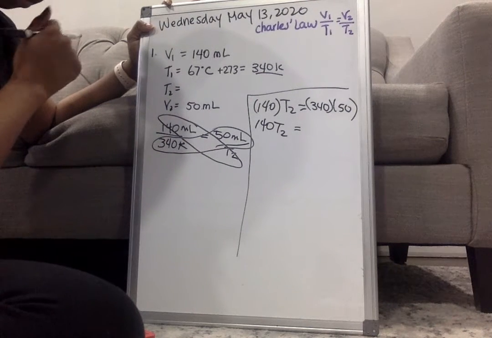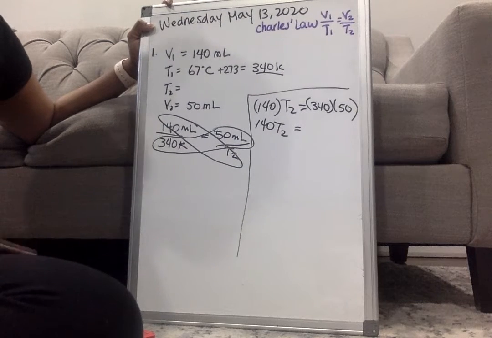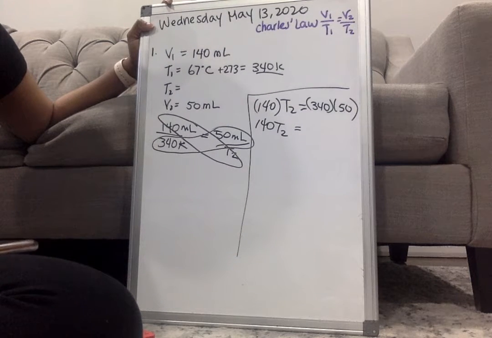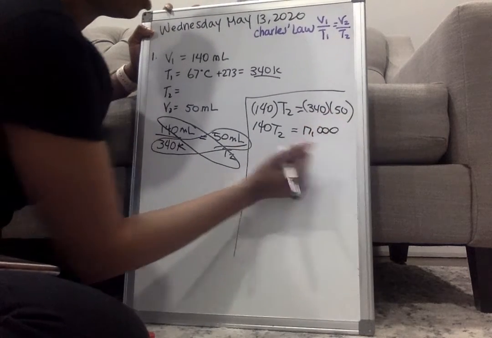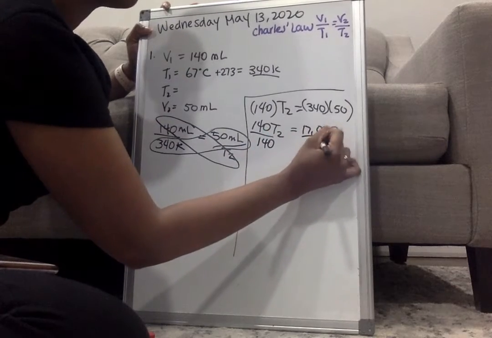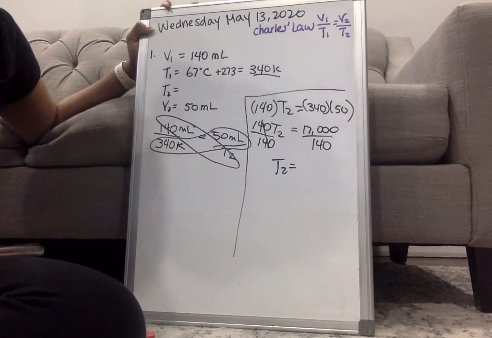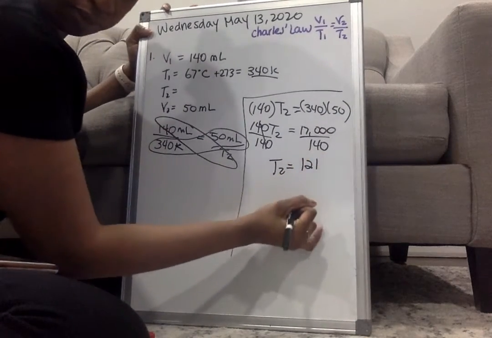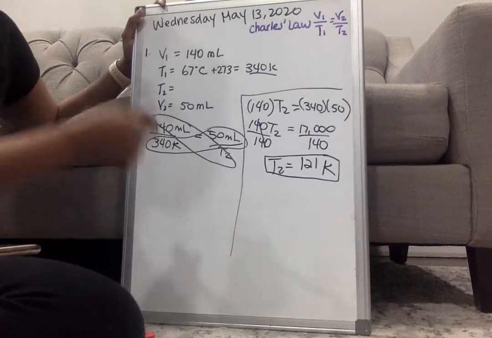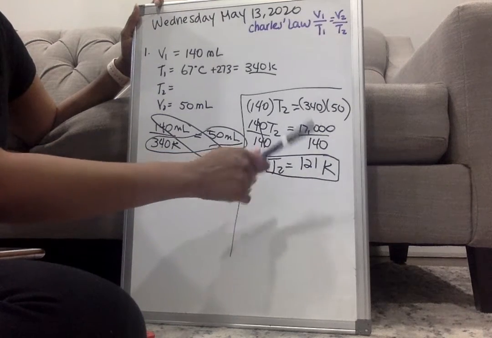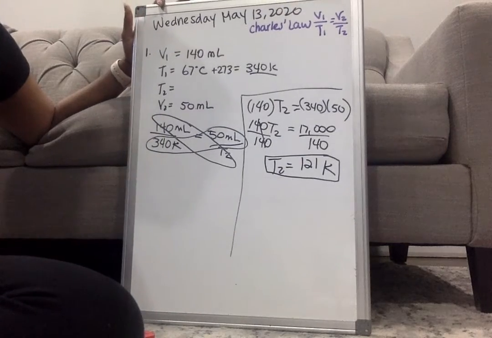And on the right side, I didn't even do the multiplication. So 340 times 50, we have 17,000. Then we divide both sides by 140 to get T2 by itself. And then we will know that T2 is 121 Kelvin. So you stop here. I saw some people would add 273 again. No, because it's already in Kelvin, okay? So you don't have to add 273 again.